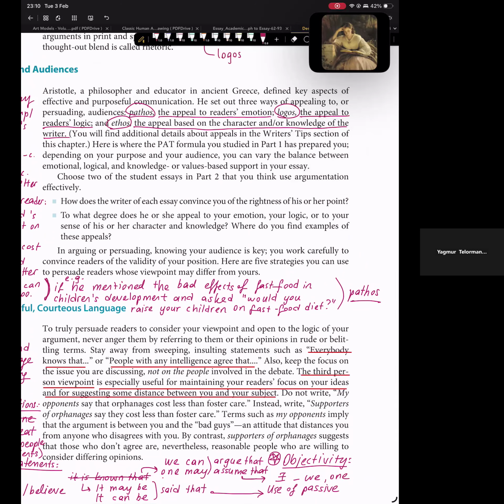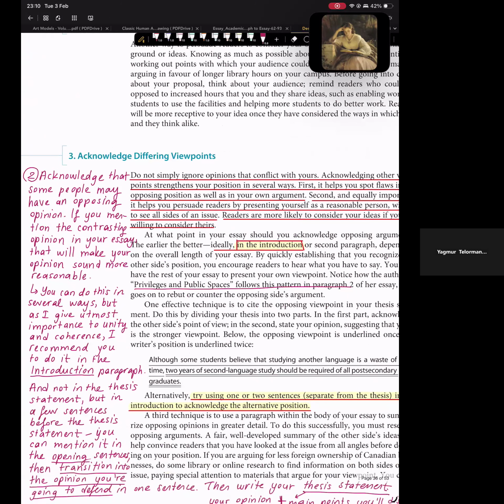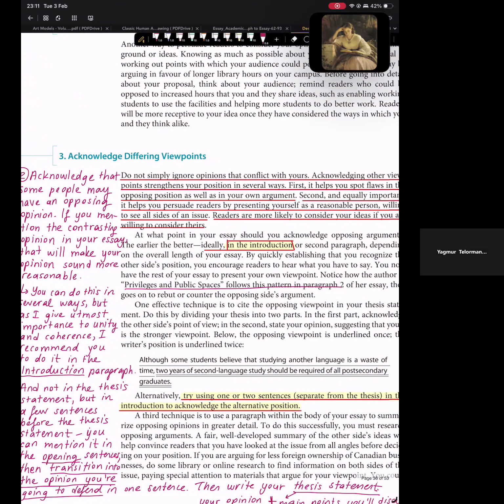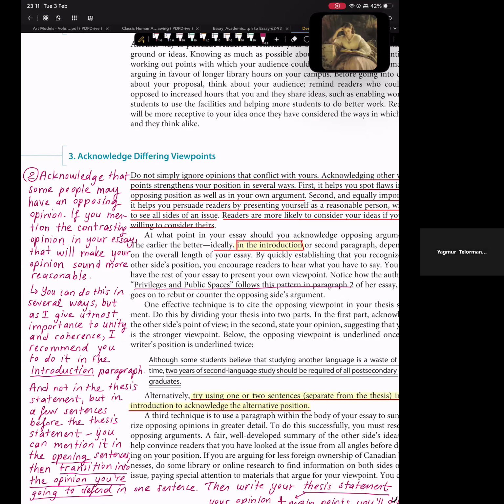Okay, and secondly, acknowledge in your essay that some people may have an opposing opinion. Their opinion may be in direct contrast to the opinion that you're supporting, the opinion that you're defending in your essay. All right. So we shouldn't simply ignore the opinions that conflict with our opinion. Instead, we should mention it. If you mention the contrasting opinion in your essay, that will make your opinion sound more reasonable.